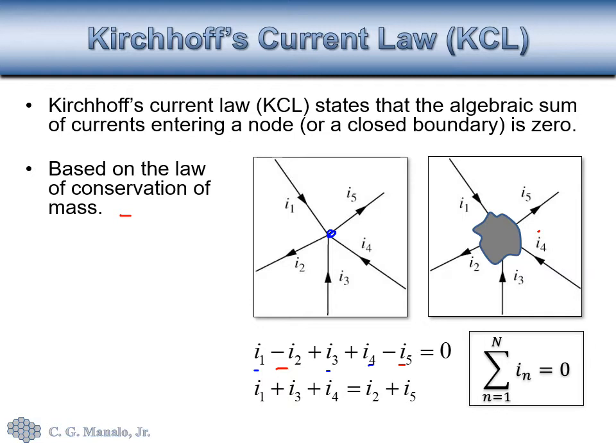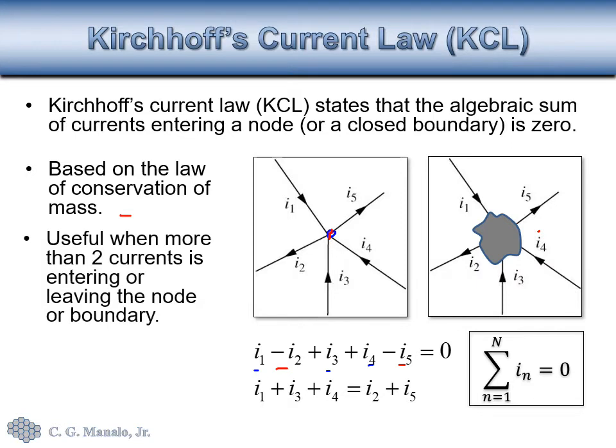Take note that current is simply the flow of charges, and the principle is that when charges enter the node, those charges must leave the node so that there will be no accumulation of charges on the node or inside the boundary. KCL is useful when it comes to nodes where more than 2 currents are entering or leaving the node.